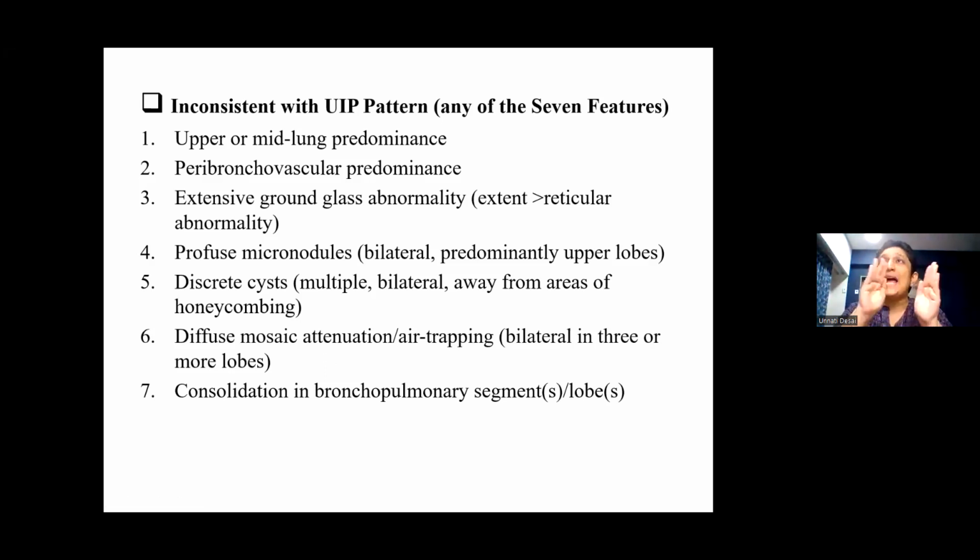Black and white areas on a high resolution computed tomograph are known as a mosaic pattern. When you do an expiratory scan and there is exaggeration of this pattern, it is known as mosaic attenuation, and this often is due to air trapping. This is one of the clinchers for the diagnosis of chronic HP. Even a consolidation on the CT scan is a feature inconsistent with the usual interstitial pneumonia pattern seen in IPF.